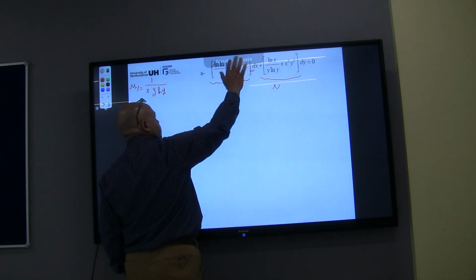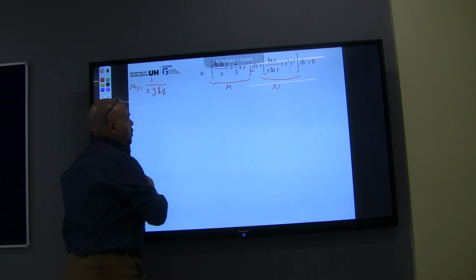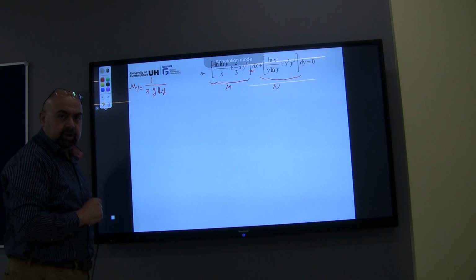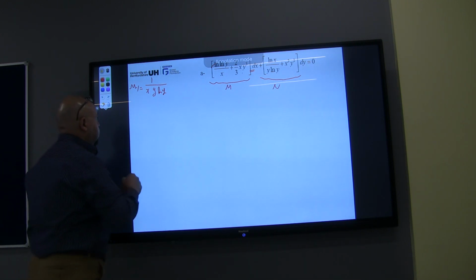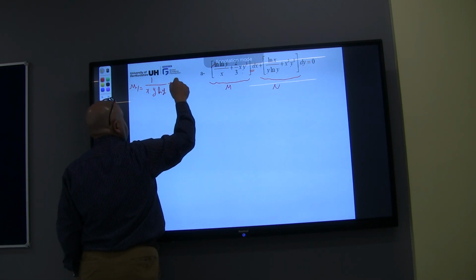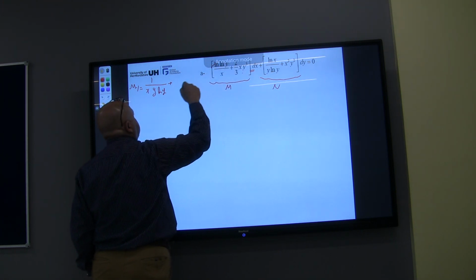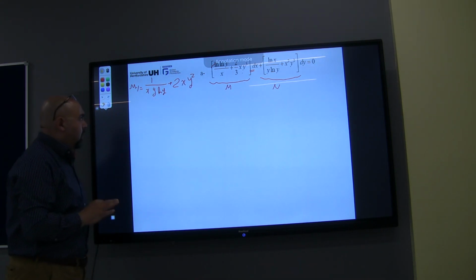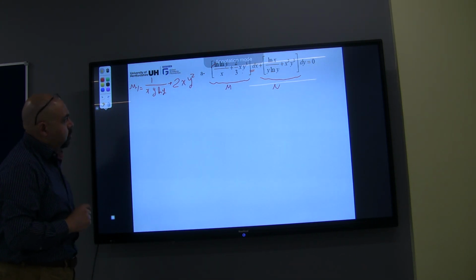For the second part, it's very, very simple. All you have to do is find the derivative of y to the power of 3, which is going to be 3y to the power of 2. So it's going to be 2 over 3 times 3, which is going to be 2x y to the power of 2. Now we succeeded in finding M sub y.